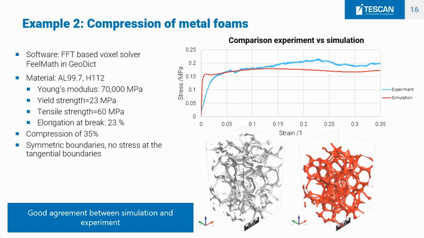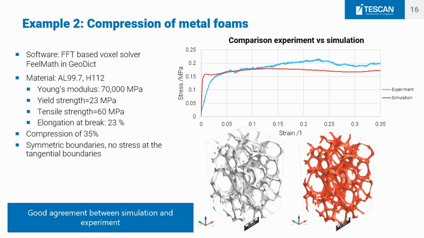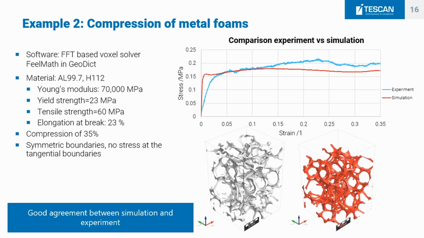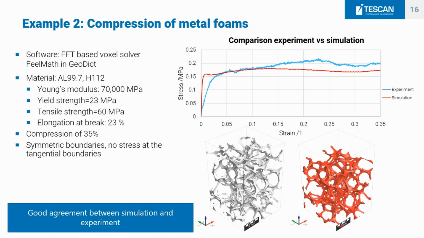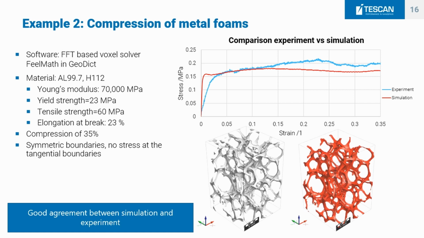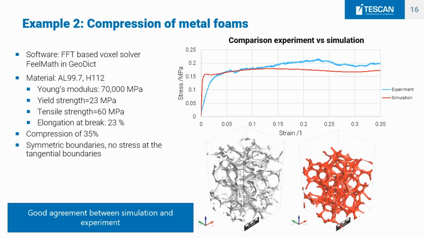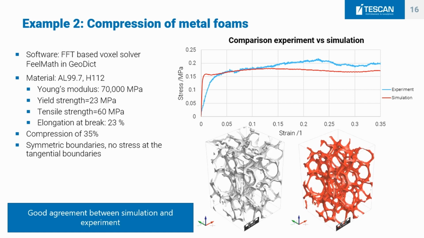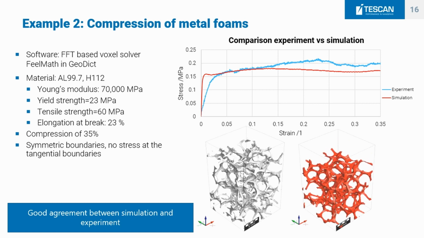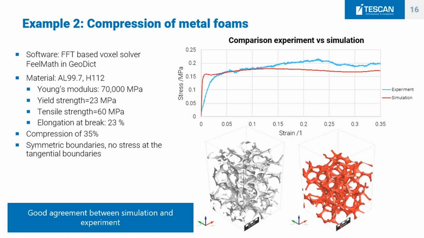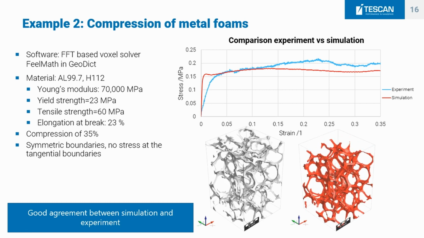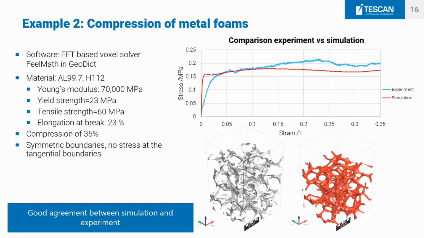Already at first glance, you see a pretty good correlation between the two, I would say. Now, like I said before, this was the initial run, and we used that to get our parameters for a best fit of the model. So you can see the parameters that we used on the left there. The total compression was about 35% of the height, and we used symmetric boundaries with no stress at the tangential boundaries.